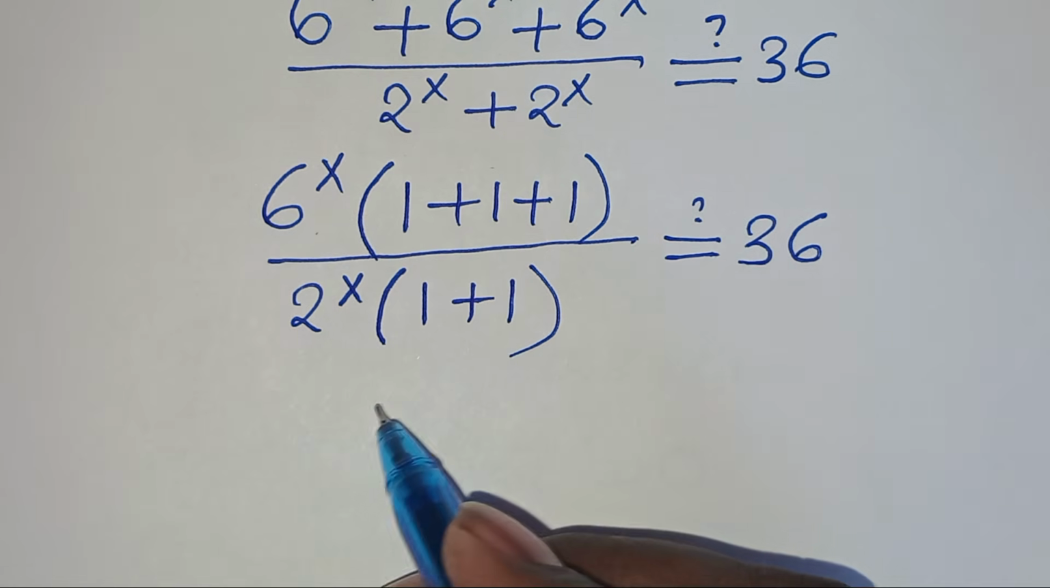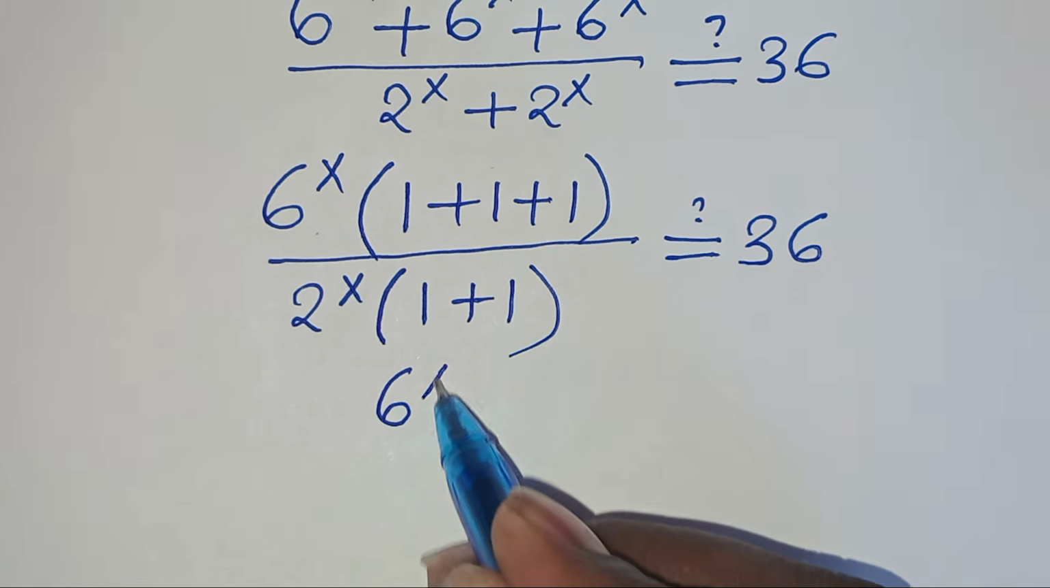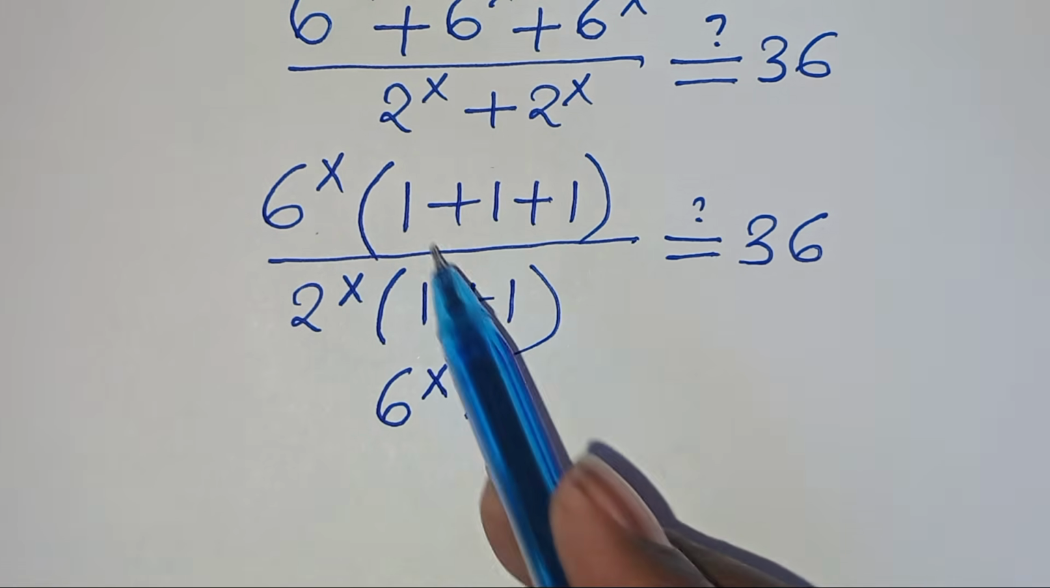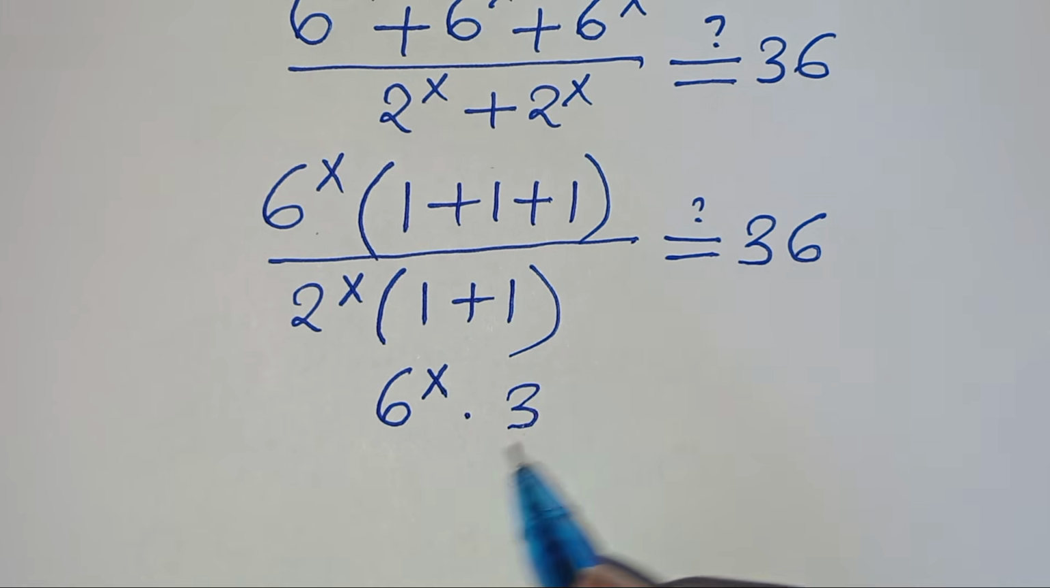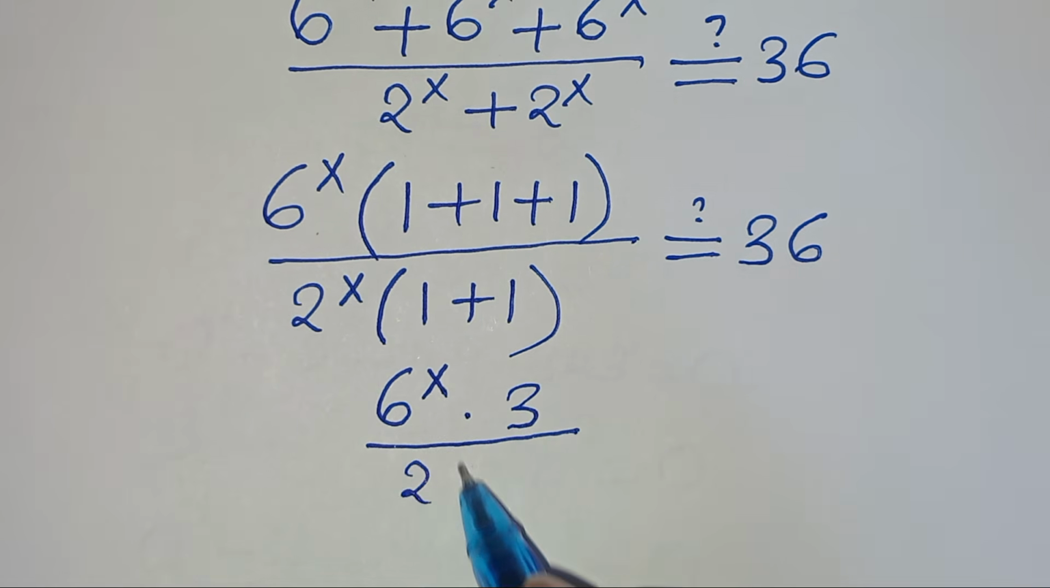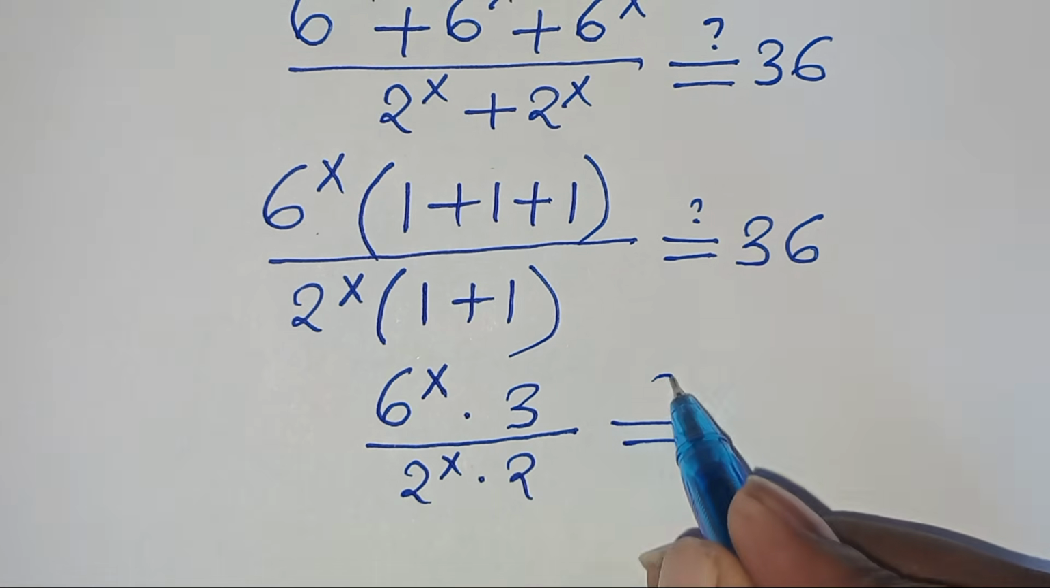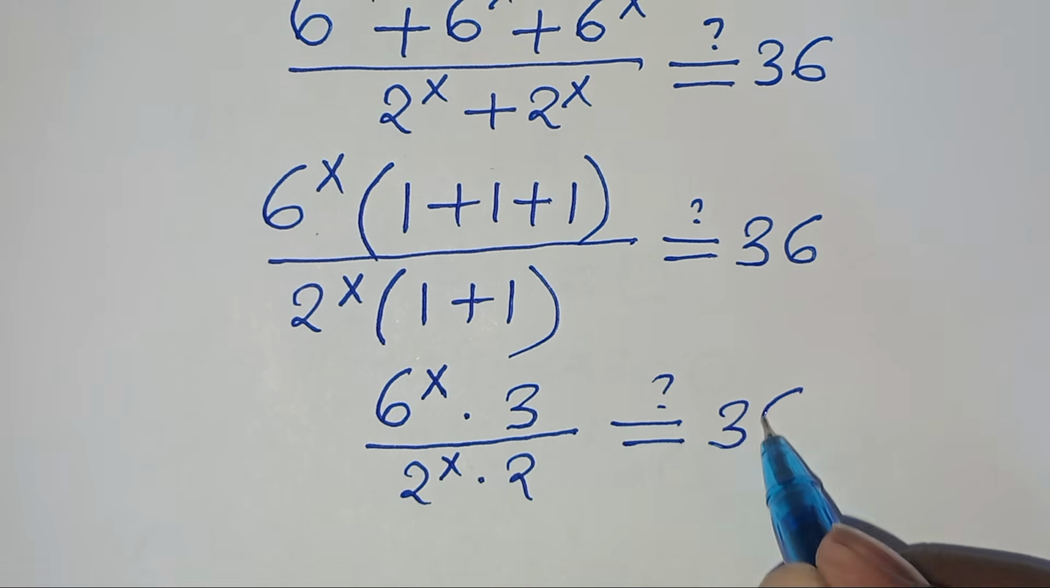So this implies that we have 6 to the power of x multiplied by 1 plus 1 plus 1, this is 3, divided by 2 to the power of x multiplied by 2. This is supposed to give us a value of 36.